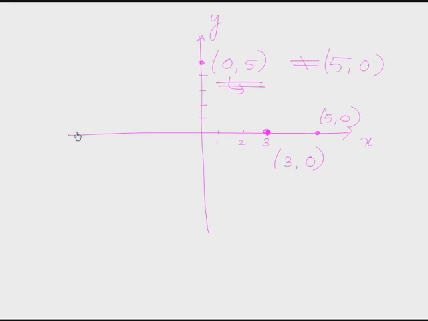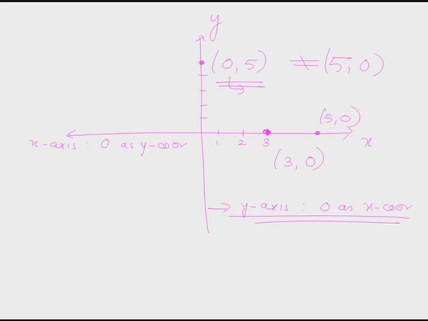So, very simply put, all points on the x-axis would have 0 as their y-coordinate. And all points on the y-axis would have 0 as their x-coordinate. These are important facts to know.